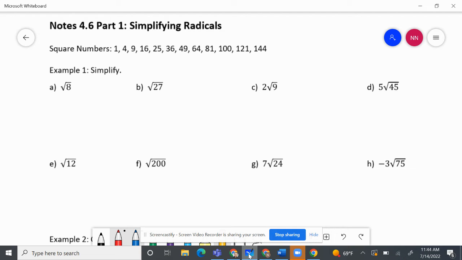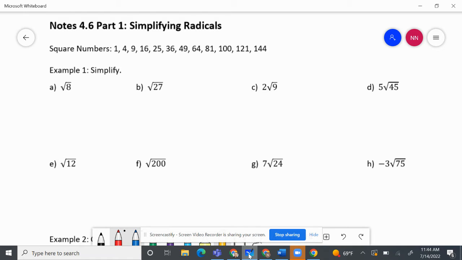What we're going to do is look at simplifying radicals. We're moving away from factoring and solving by factoring. We're eventually moving into solving by square roots and other methods. So in order to do that, we first need to know how to simplify a radical.